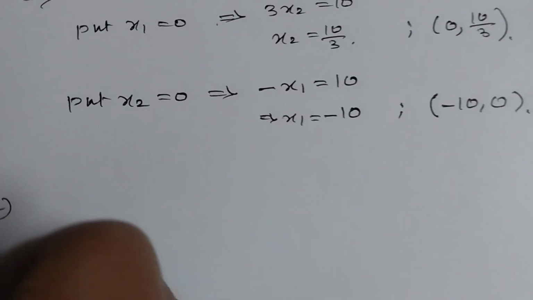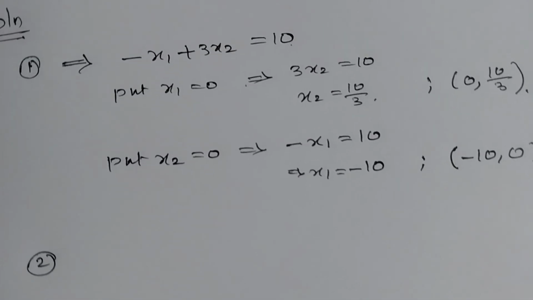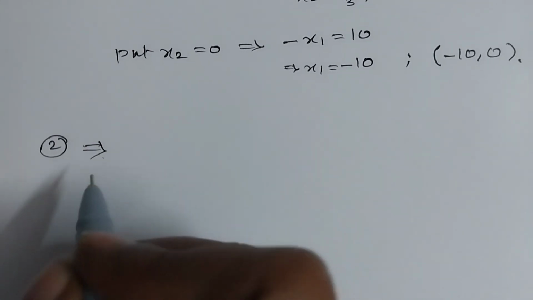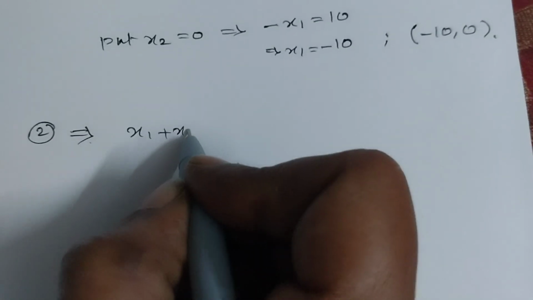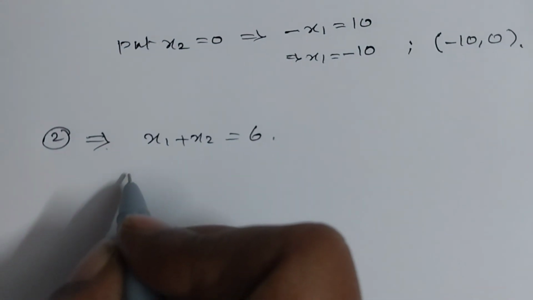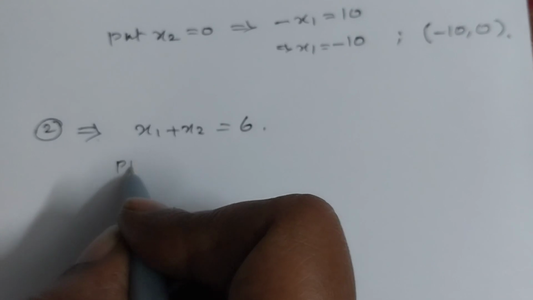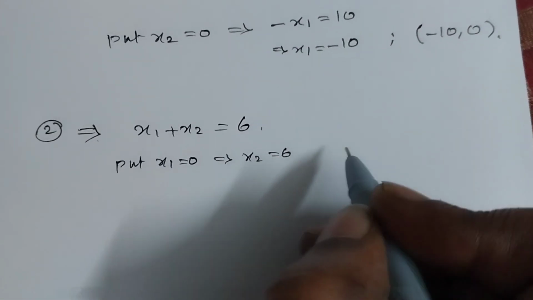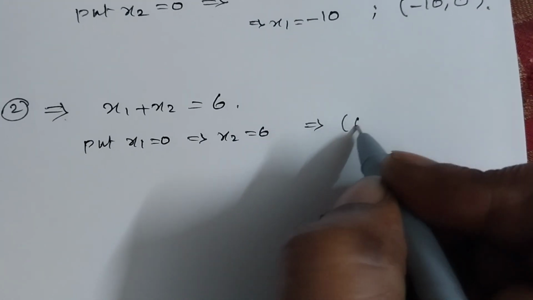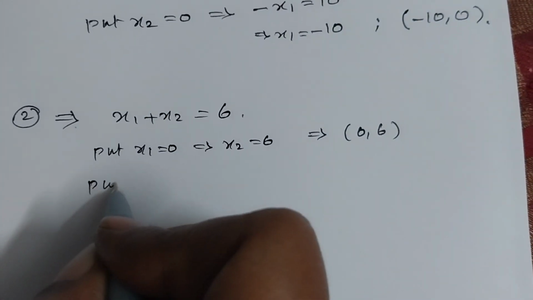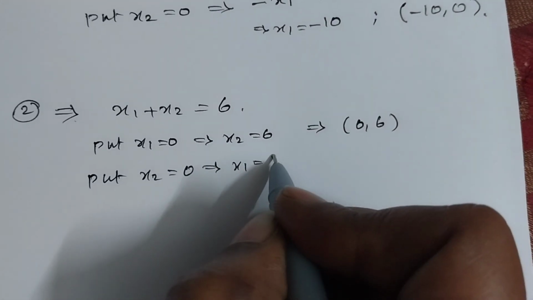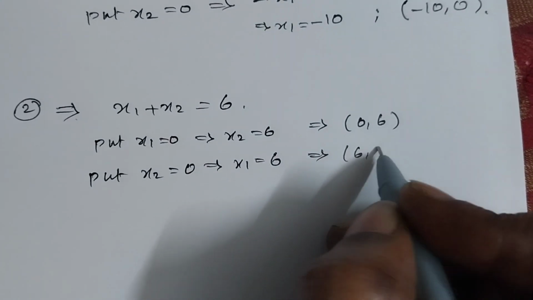Next you have to take the second equation and do the same thing. The second equation is x1 + x2 = 6. Put x1 equal to 0, we get x2 = 6. So the point is (0, 6). Now put x2 equal to 0, so this implies x1 = 6. So now the point is (6, 0).